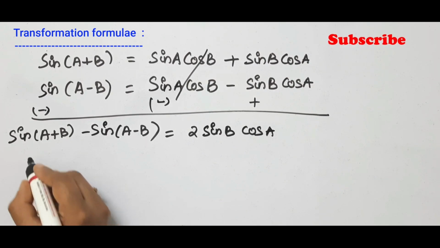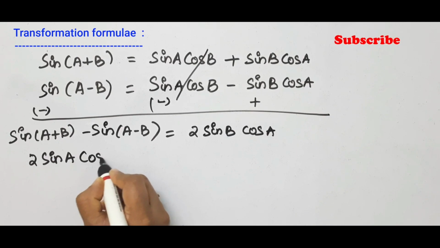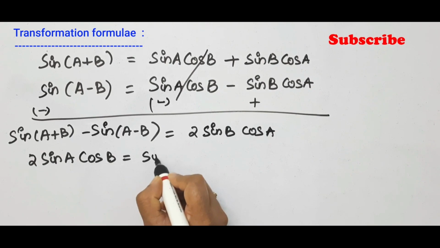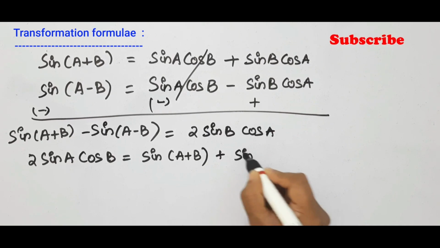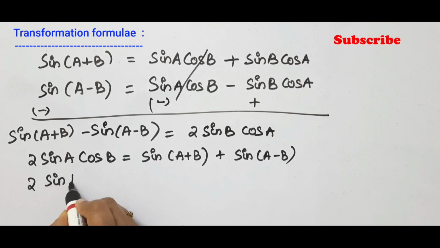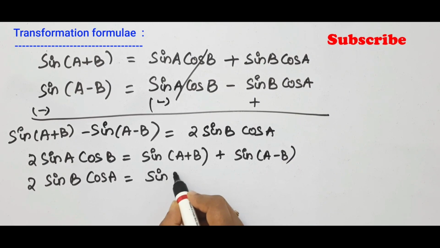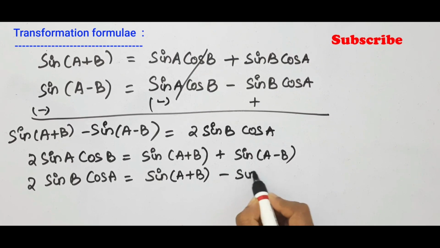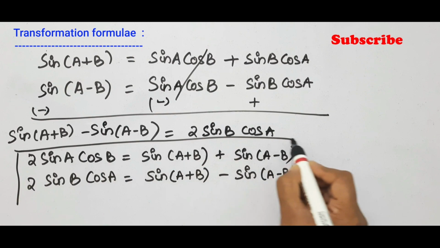Okay. So when you add, we will get 2 sin a cos b equal to sin(a + b) + sin(a - b). When we subtract, we will get 2 sin b cos a equal to sin(a + b) - sin(a - b). So these are one set of transformation formulae.